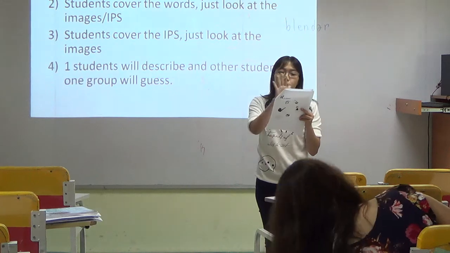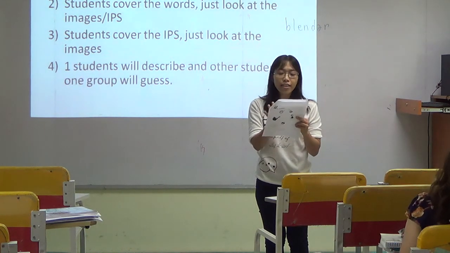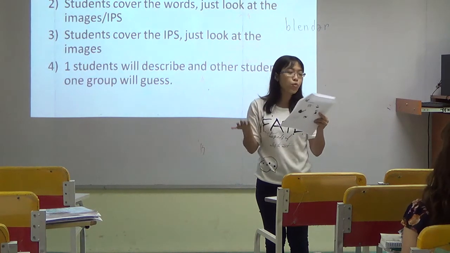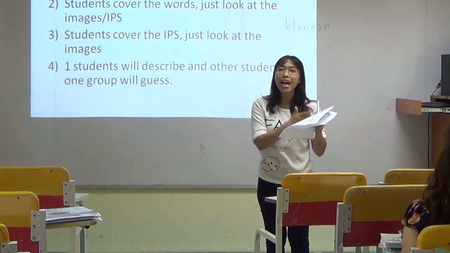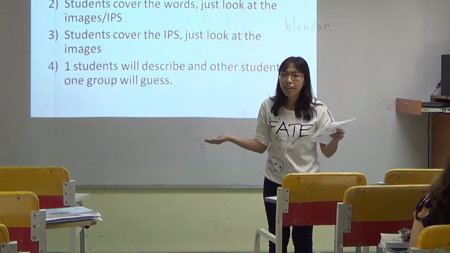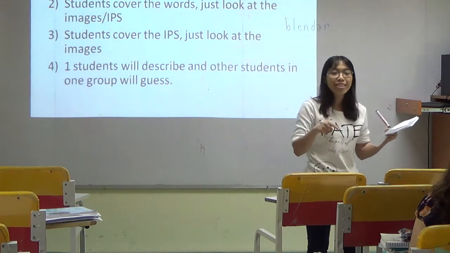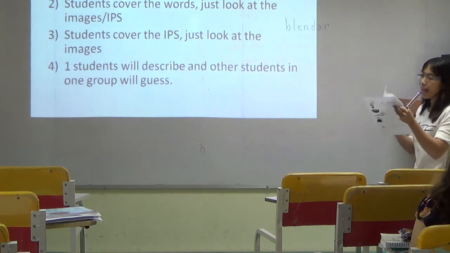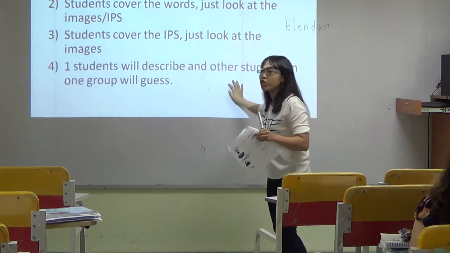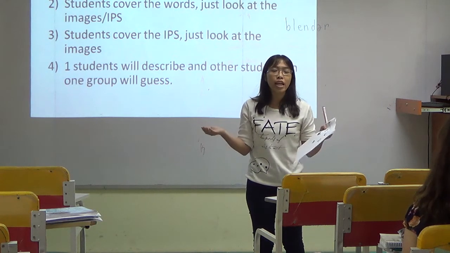They recognize how we pronounce this item. Next, they will cover the IPA and vocabulary. They just look at the picture. Don't look at the IPA and vocabulary. This way helps them, whenever they see the image of this item in real life, to produce the word. They can produce the word whenever they meet the image. And the last one, they have one chance to produce the word naturally.